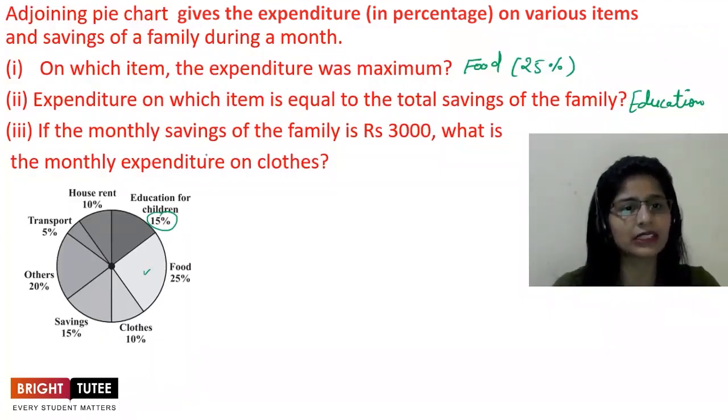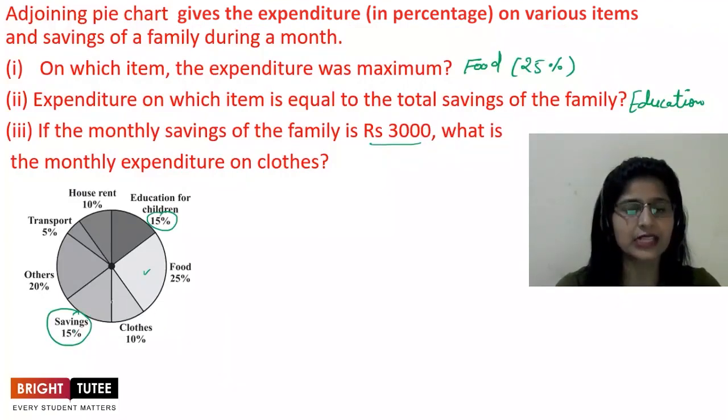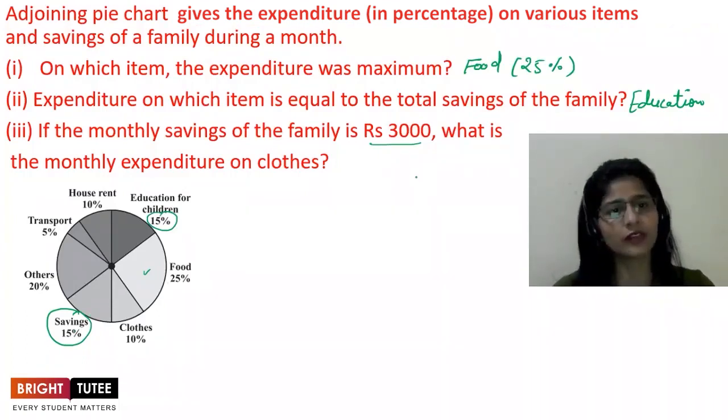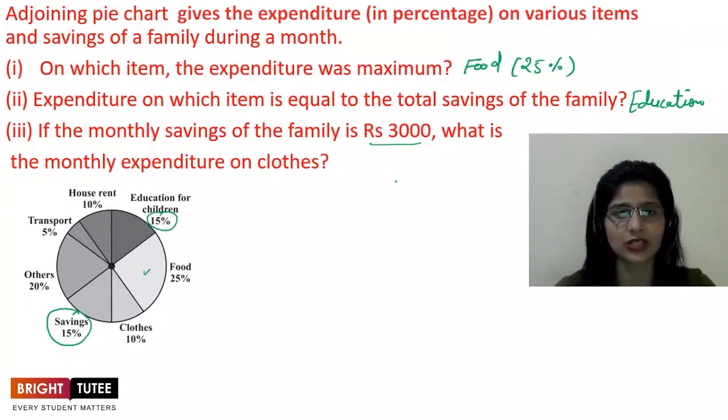Now they are saying if the monthly saving of the family is rupees 3000, right? 3000 means 15%, if you understand here. This is a very simple question, asked in a modified form. They're asking if the monthly saving of the family is rupees 3000. That means the family is saving 3000 rupees. What is the monthly expenditure on clothes? So for clothes we have to calculate.